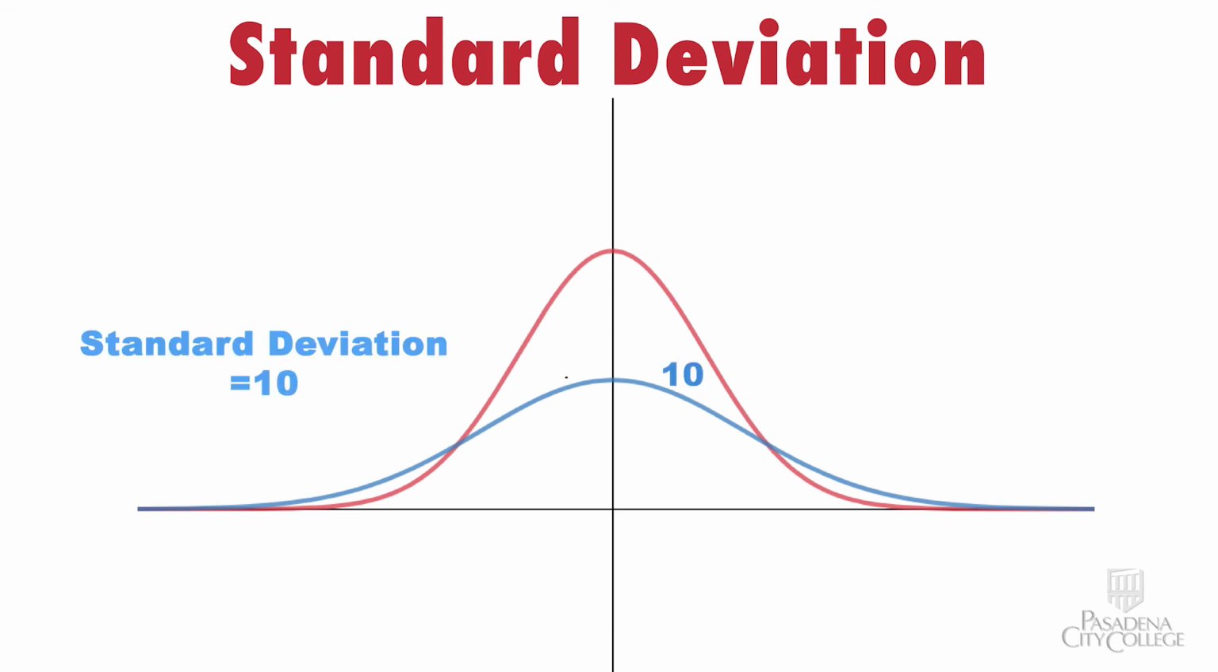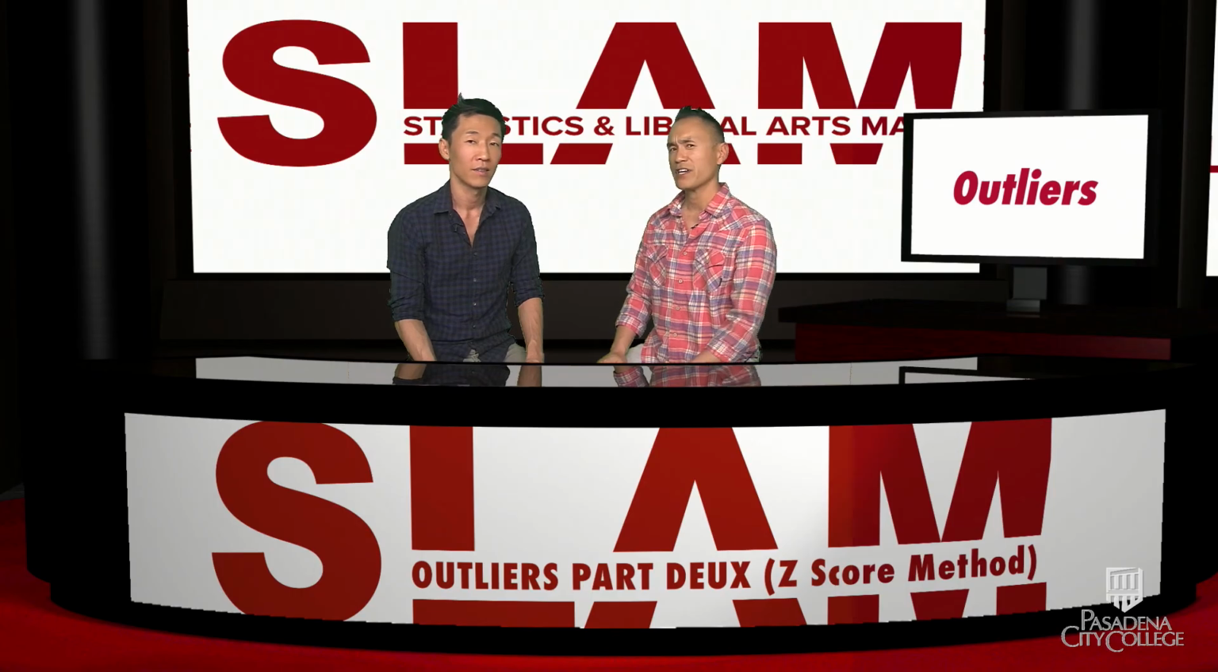What do you think about the red one? When I look at the red graph, I can see that it's taller and narrower. Right, in this case the standard deviation is equal to 8, which is smaller than the blue one. So the higher the standard deviation, the more spread out the data is. And the smaller the standard deviation, the less spread out it is. Exactly. So how are we going to use standard deviation to help us determine outliers, Jay?